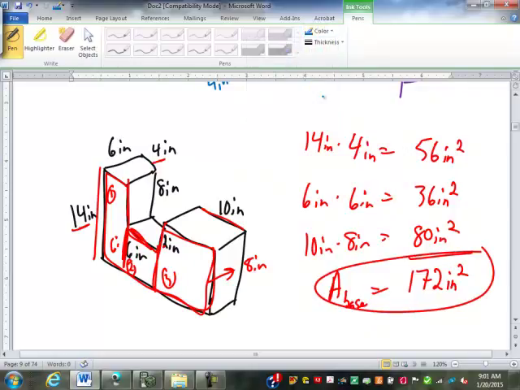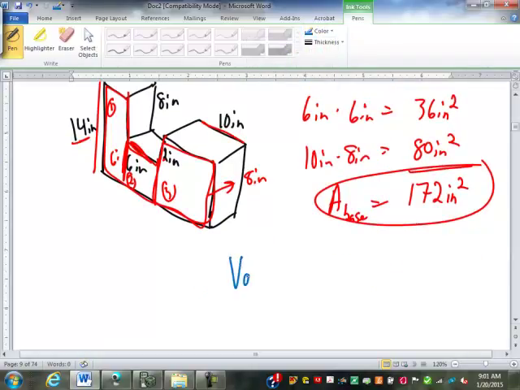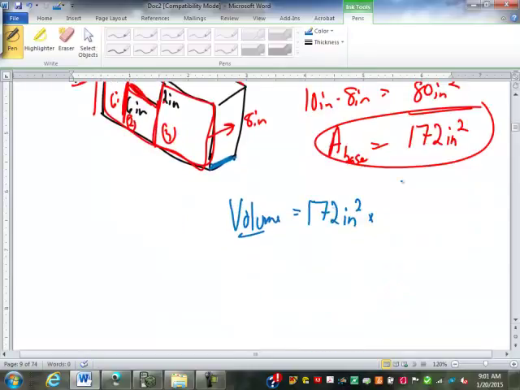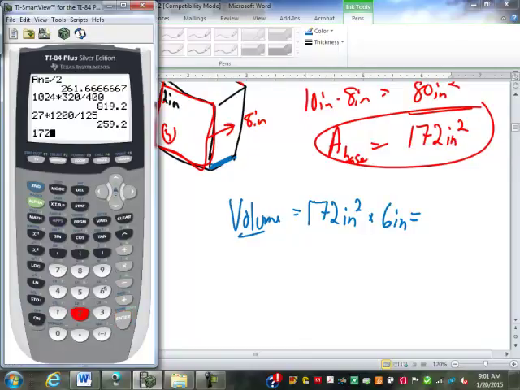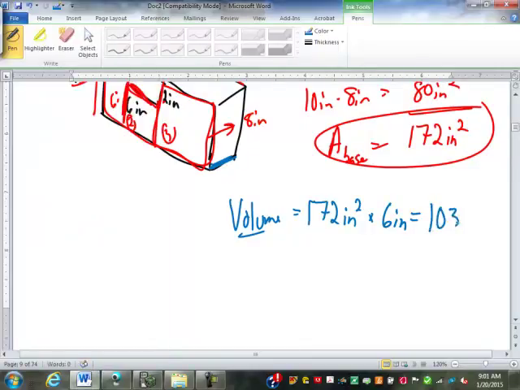So then our volume is going to be simply that area, 172 square inches, times this thickness, which was 6 inches, or 1,032 inches cubed.